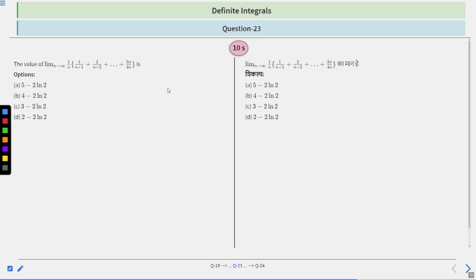Clear? And in this way, you will easily solve it by using the definite integration method. This is a question of limit, but we will solve it by using the definite integral method, right? So in this way, you can approach this question. You have 10 seconds to solve this question. After 10 seconds, we will discuss the solution.